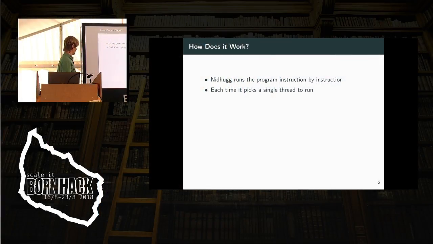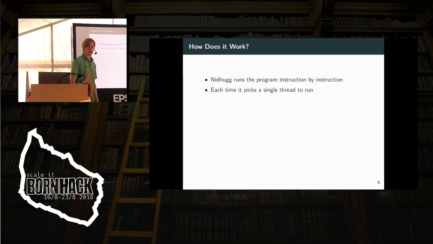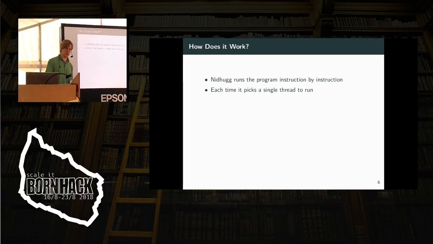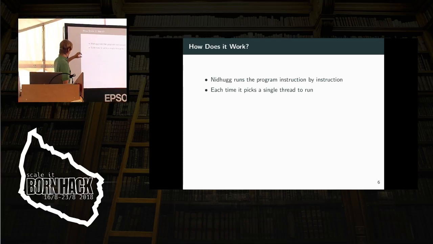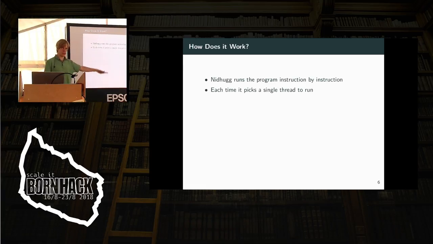How does it do this? So Nidhugg takes your program and runs it instruction by instruction. It doesn't actually create multiple threads, but rather whenever there are multiple threads that can run, it arbitrarily picks one of them to run in a single step. So this trace we saw corresponds very closely to what Nidhugg actually did internally.